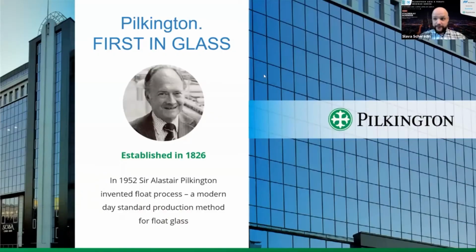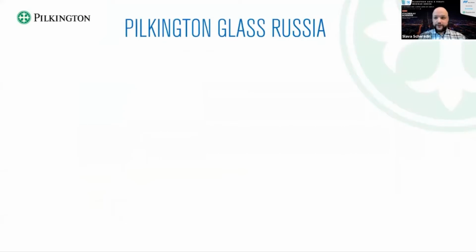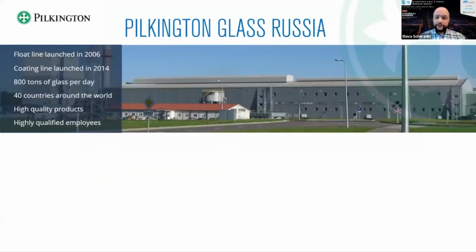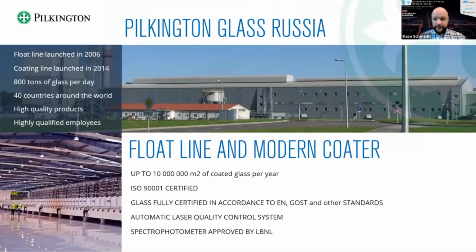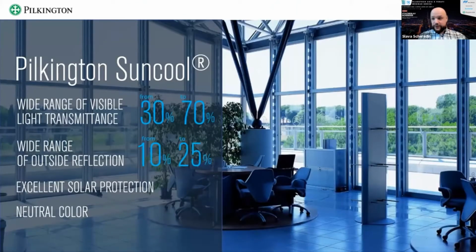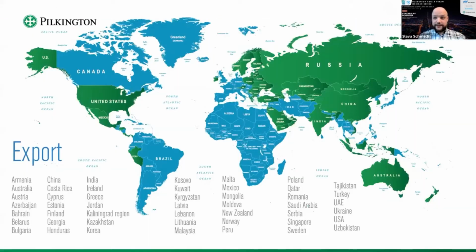The Pilkington company was established in 1826, in England. Now we have a factory in Russia, near Moscow, from 2006, which produces glass and high-performance coated glass, whose brand name is Suncool. And this glass has a wide variety of parameters set for any building.